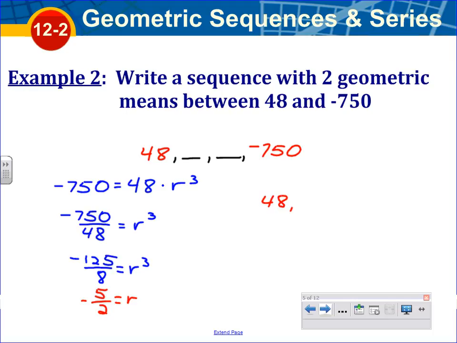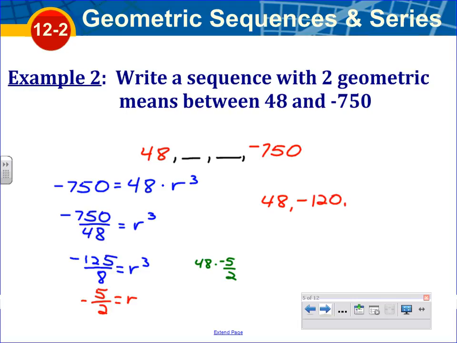My next term is going to be 48 times negative 5/2. So you could do this in your calculator. I, of course, enjoy the mental math part of it all. And this is your thought cloud. You're going to take your 48 times negative 5 over 2. 2 goes into 48, 24 times 5. That's all you're really doing there. And that'll give you your next term, which is negative 120.